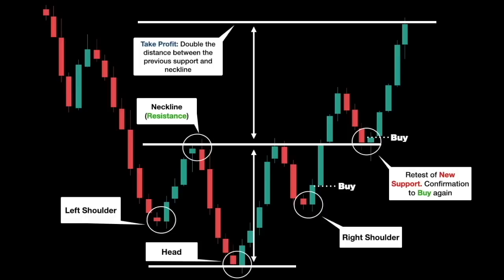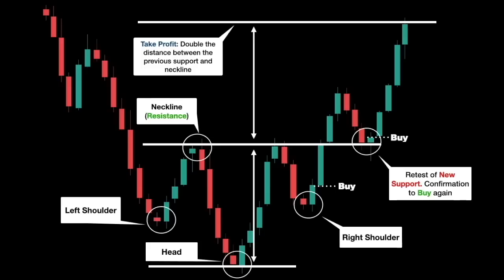Price proceeds to the downside until it's rejected by a first support level, also known as the left shoulder. Then price pushes back to the upside and is rejected at a resistance level that will become the neckline of the chart pattern. Price then pushes back to the downside, lower than the left shoulder, creating the head of the chart pattern. Price then pushes back up to the neckline.